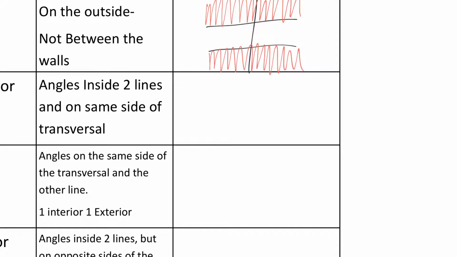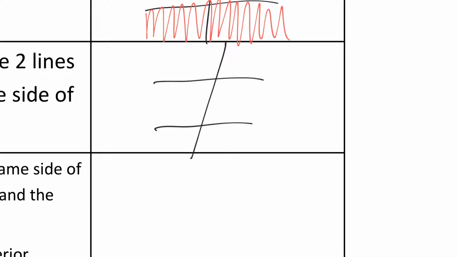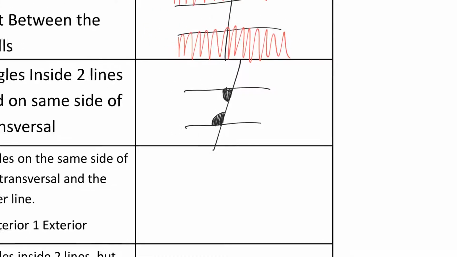All right, same side interior. Okay, this is getting into the stuff that we're really going to be focusing in on. We'll be practicing this a whole lot, but I just want you to have this here so you can refer back to it. So same side interior. It's going to be on the inside, and it's going to be on the same side. These two angles right here would be an example of same side interior. Now there's another set, which would be this angle and this angle, but we're not going to shade both because it'll be confusing. So this is just an example, it's not all of them.